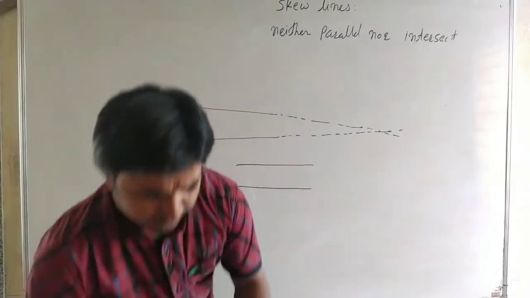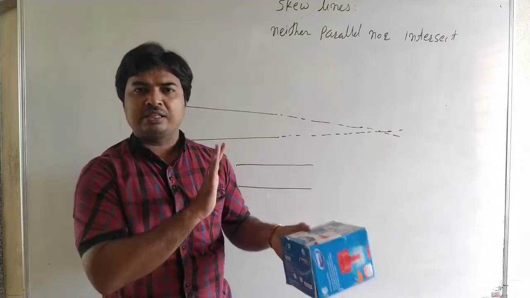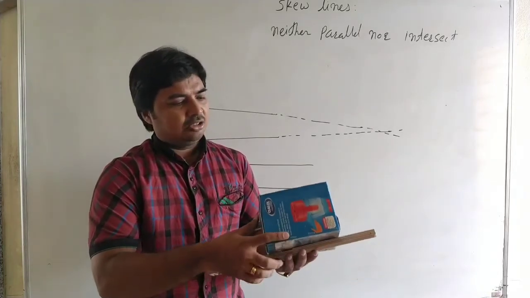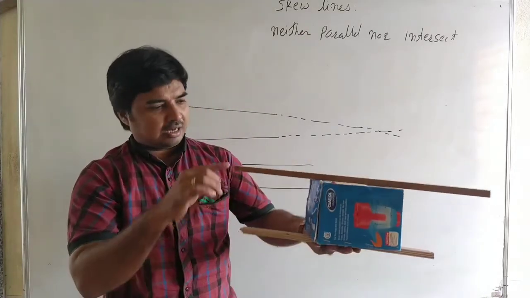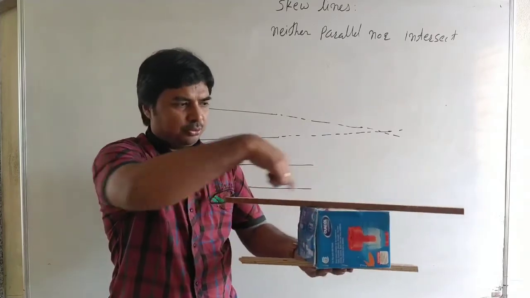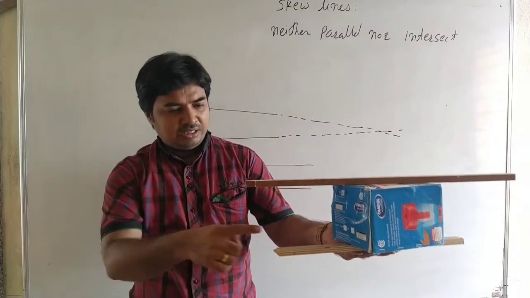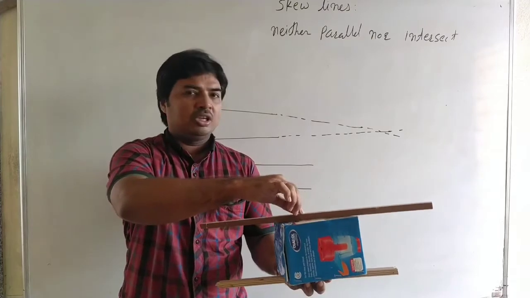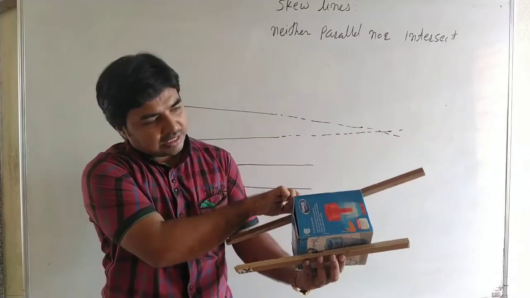Here we see a cube, or a parallelepiped. There are 6 planes: 1, 2, 3, 4, 5 and 6. We consider a line lying on this plane, and a second line lying on this plane. These two lines are neither parallel nor intersecting. If we extend this line infinitely, and this line infinitely, the two lines do not intersect each other, because they lie on different planes.